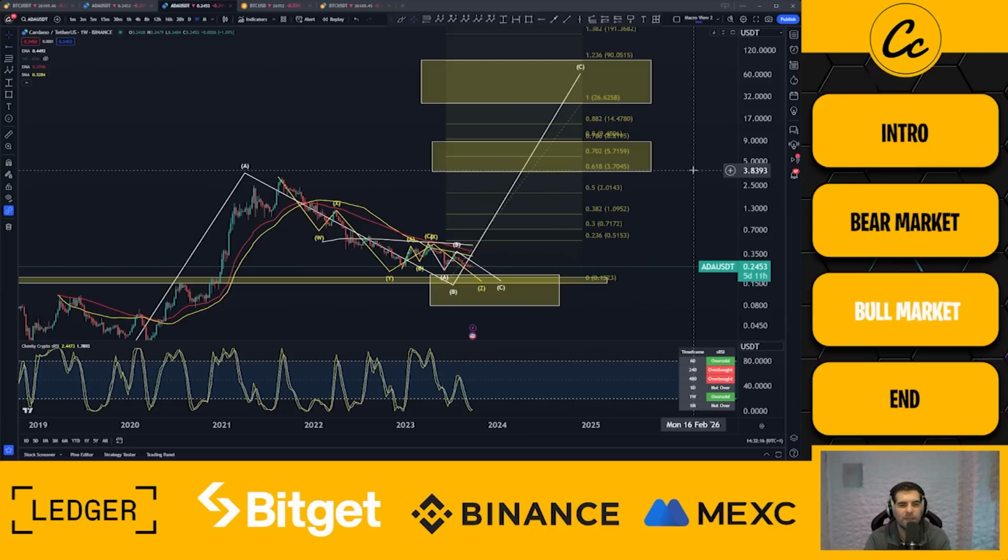Just take a look at the fundamental side. It's much stronger now than it was back in 2021, and it did phenomenally well in 2021. There is no reason to think that it will not perform as well, if not better, in the next cycle to the upside. So $26? Yeah, I don't think that's an impossibility.